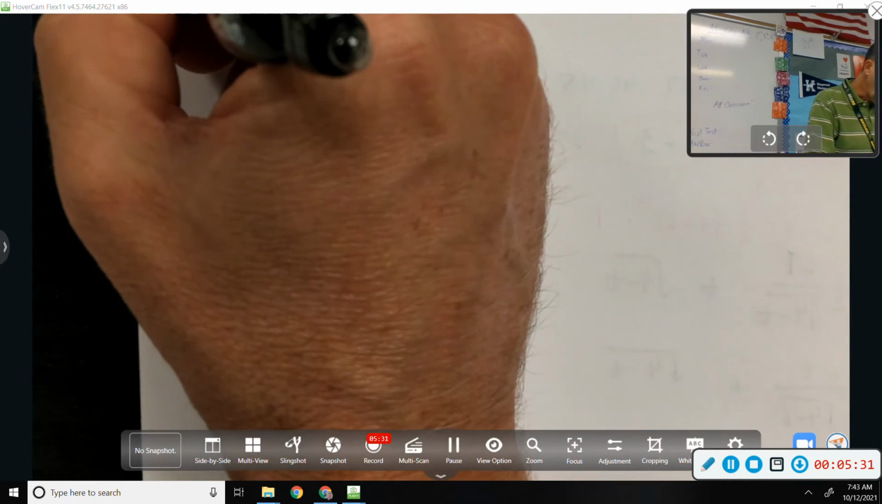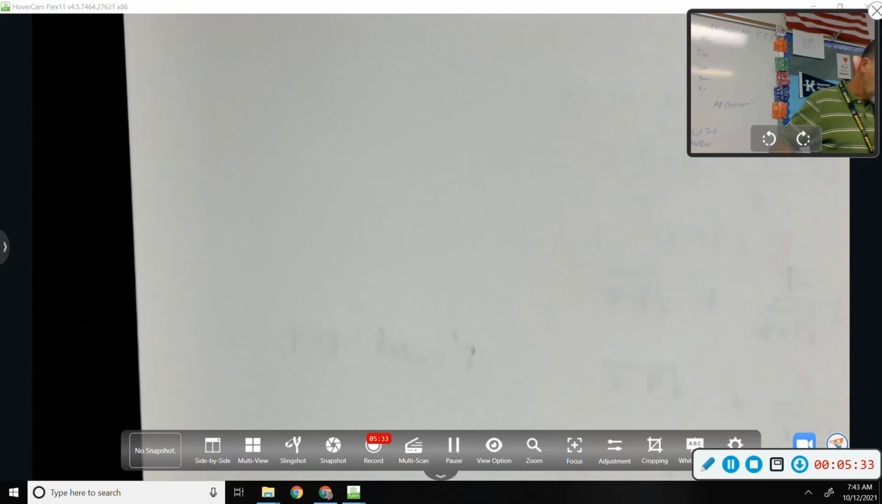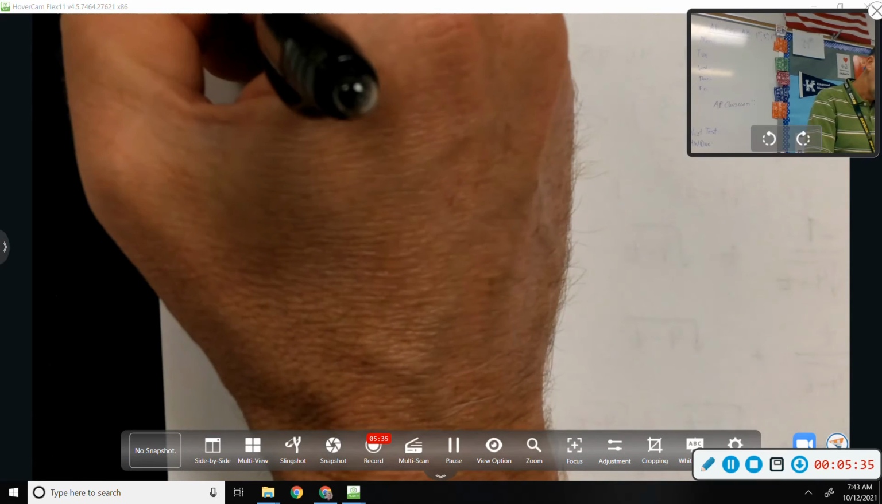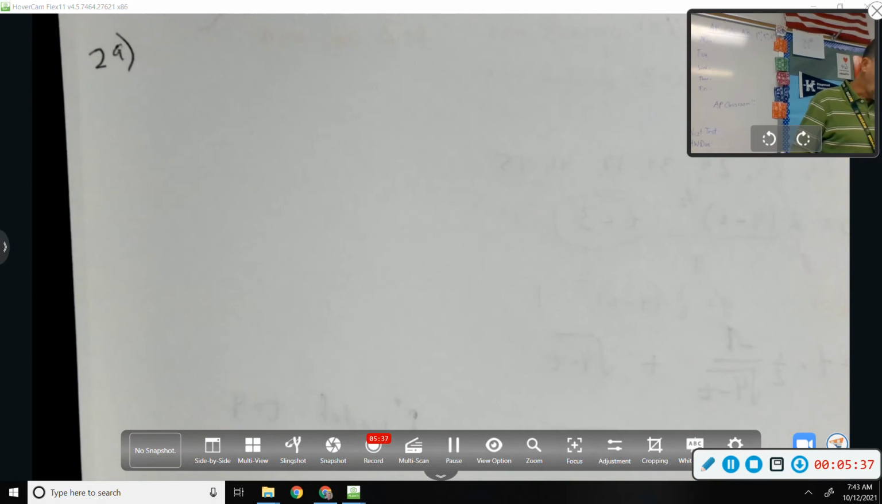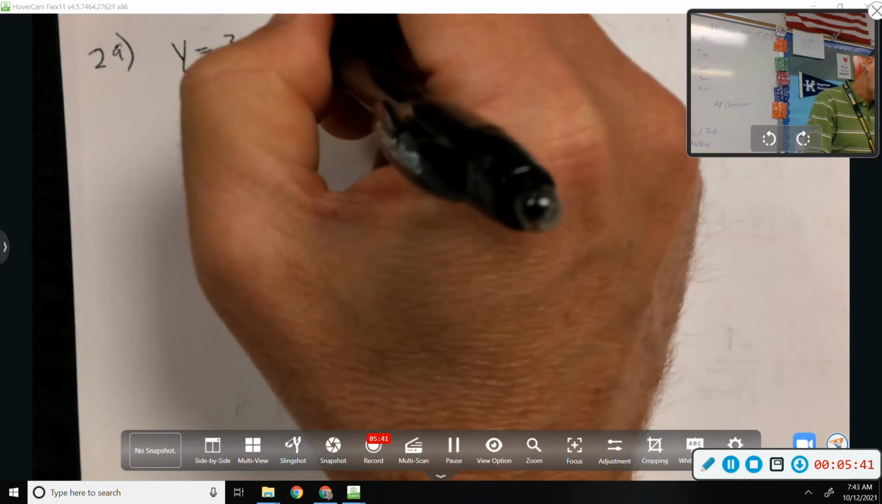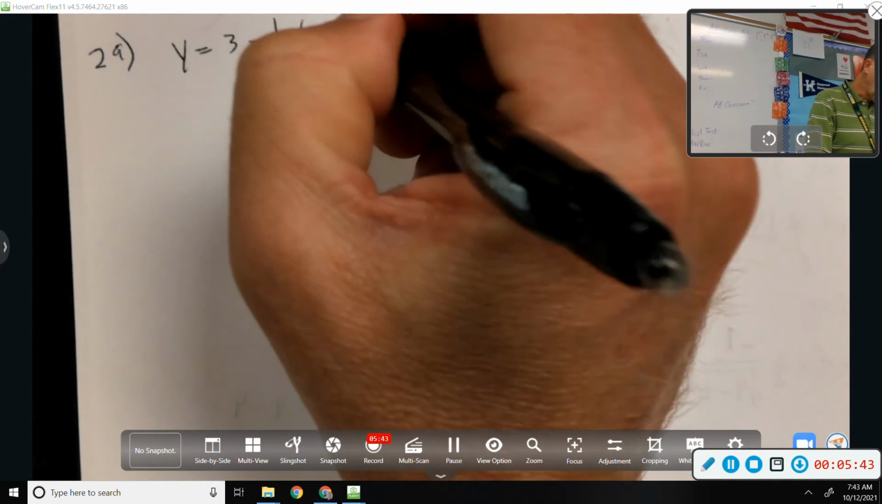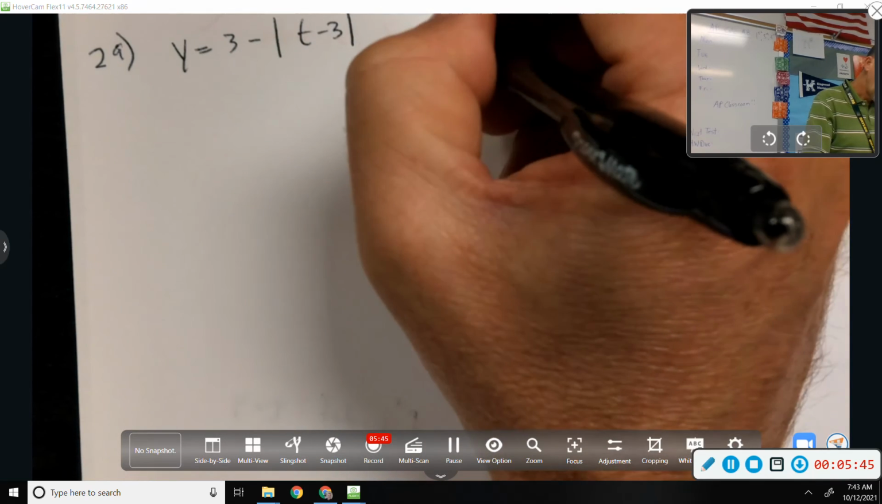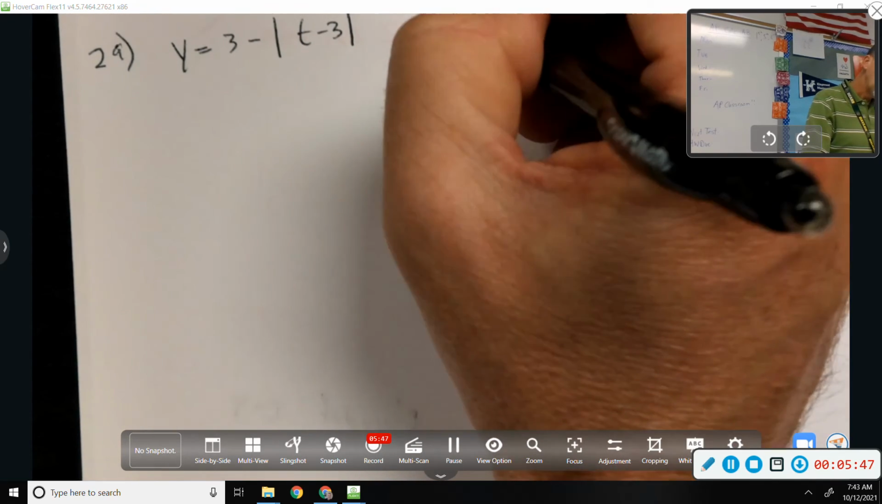So the absolute value one was number 29. So we're looking for the extrema on y equals 3 minus absolute value of t minus 3 between -1 and 5.